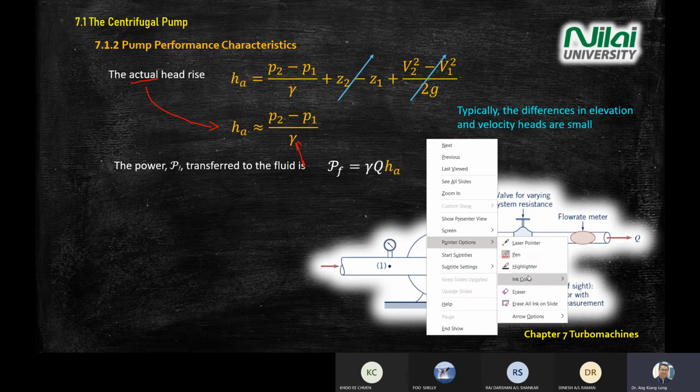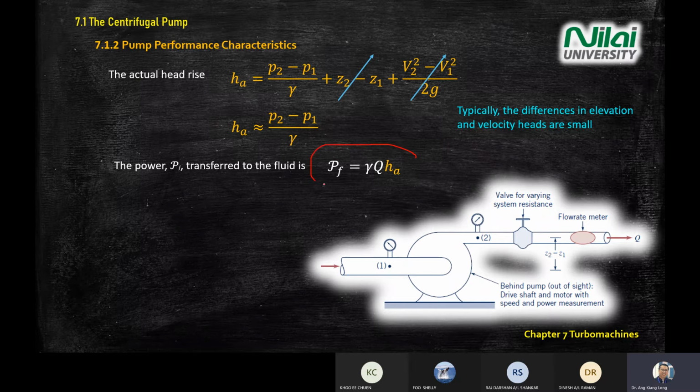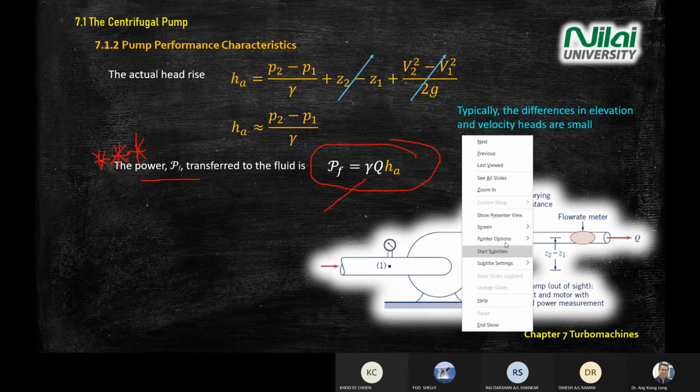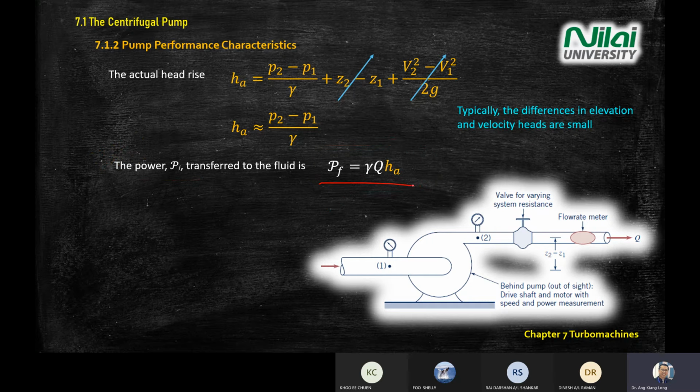And one important equation that will save you in the final exam, I want to highlight this one. I put a 3-star here, meaning very, very important. The power transferred to the fluid is given by this equation: gamma Q HA. HA you calculate from one of the equations. So this is the equation.